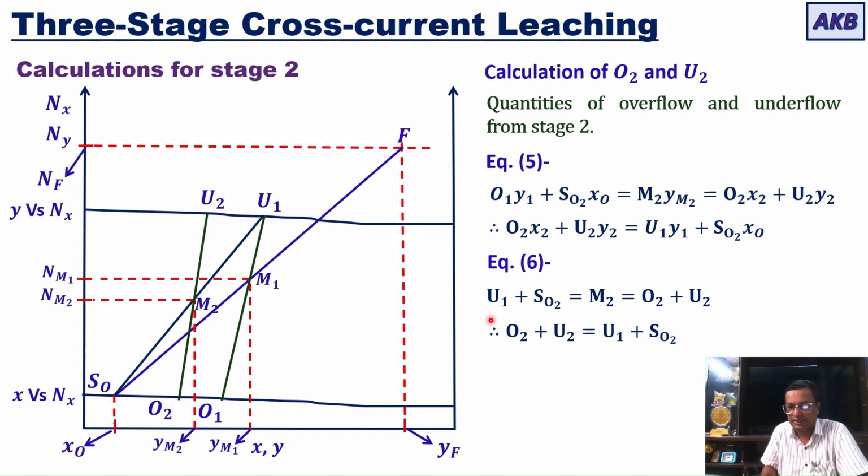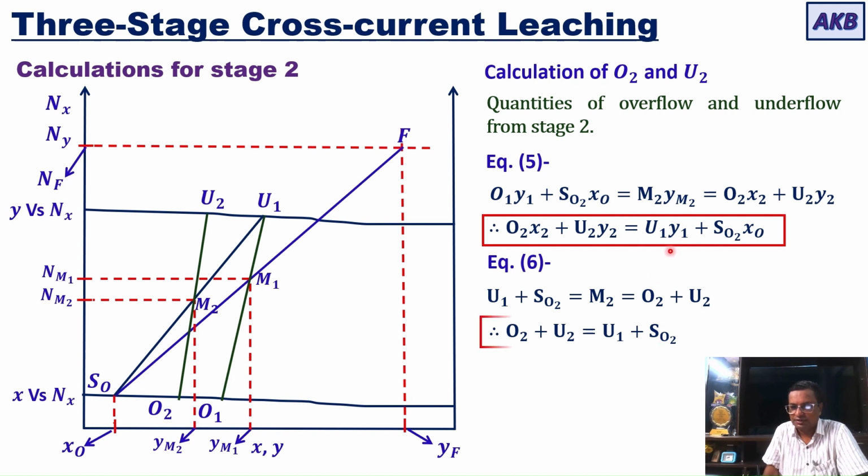Now the equation, let me say it once again. From equation 6, I will write this equation: U1 plus S02 is equal to M2, that is equal to O2 plus U2. And then I can write it in this way: O2 plus U2 is equal to U1 plus S02. I have two equations. There are two unknowns, O2 and U2. I can solve these two equations simultaneously and get the quantities of overflow and underflow that come out of stage number 2. So that ends our calculations for stage number 2. Now we have to proceed to calculations for stage number 3.